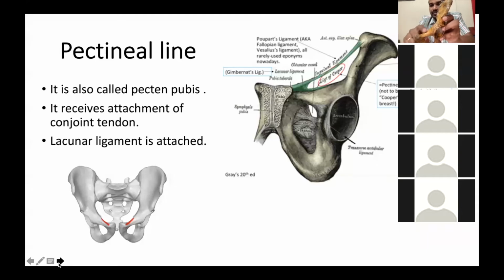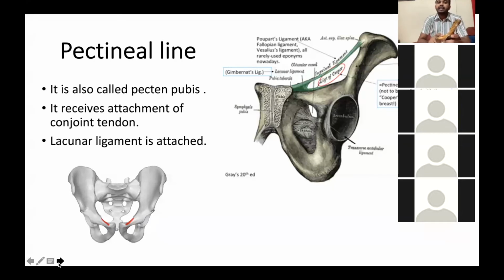So this ridge, see, I can feel that sharp ridge. This is called the pectineal line, or also the pecten pubis, which is extending from the pubic tubercle to the iliopubic eminence. Can you see this sharp ridge? Yes, sir. This is called the pecten pubis. So when you hold the bone in position, you can see this very sharp line on the upper part of the superior ramus, and this is called the pecten pubis.